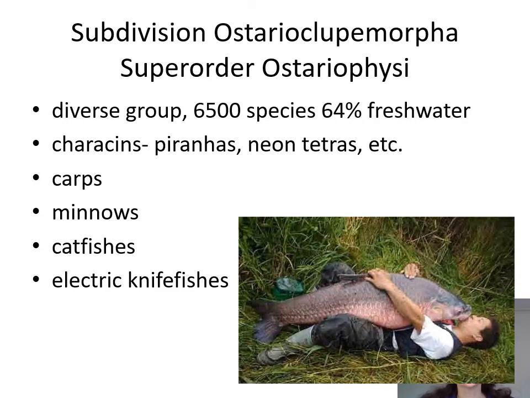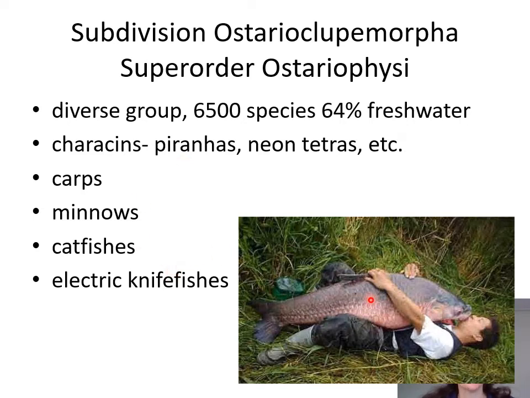And our other group that makes up the Asterioclupeomorphas are the Asteriophyses. This is a really diverse group, over 6,000 species, about 64% of our freshwater species. I've heard the number go as high as 80%, and upwards of a quarter of all of our living fishes fall into this group. It includes our characins, our piranhas, our neon tetras, our carps, our minnows, our catfishes, and our electric knife fishes.